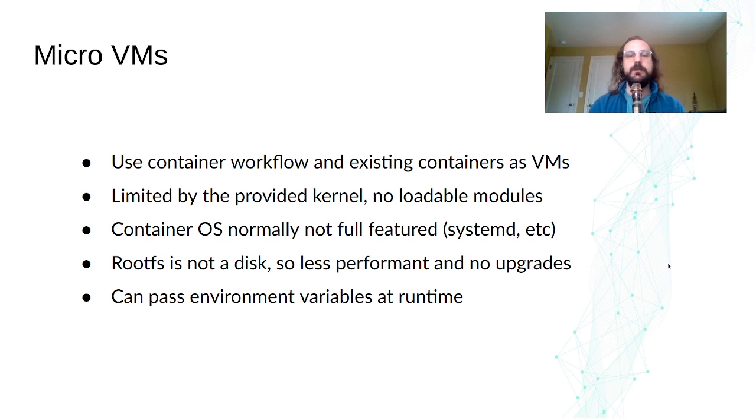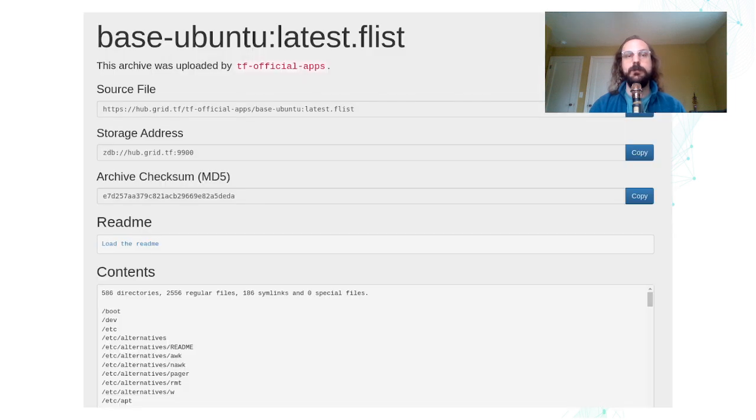And in micro VMs, we can pass environment variables in at runtime. This is something we don't have in full VMs. So this is a typical feature of containers, to be able to pass in environment variables and customize the execution of that container. And we can do that with micro VMs in the same way that you'd expect, by passing those in through the playground or through Terraform.